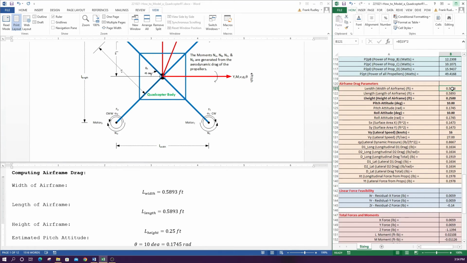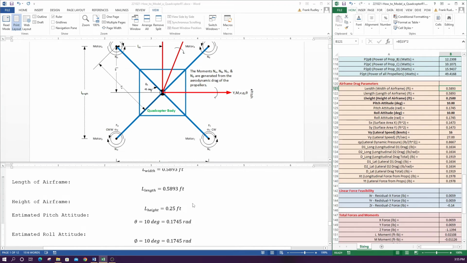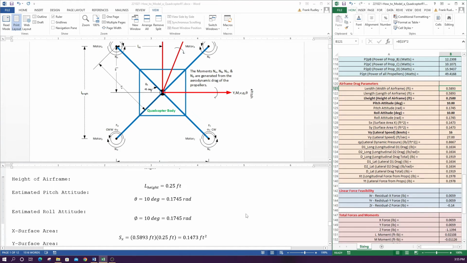So we could compute that. It's basically this, crank arm times 2. So that's what we have over there, and we're saying the height is about 3 inches. So that's where we get 0.25 feet. So we're estimating that when this maneuvers, it's about 10 degrees in pitch and roll attitude.